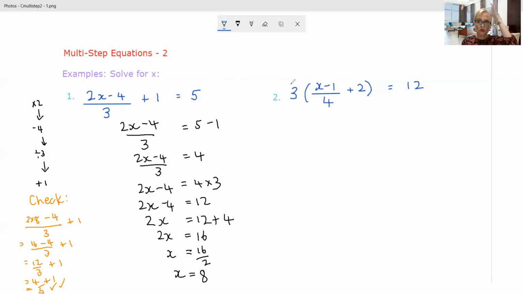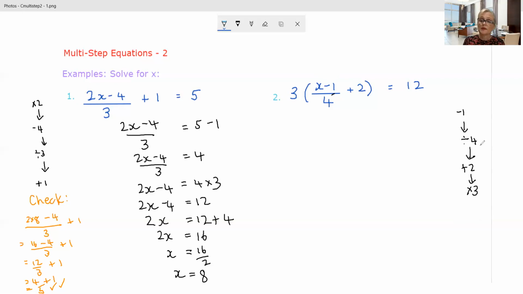Now, again, we can just do a few little notes down the side of the page so that we know what's happened to the x and in what order, so that we know to do the opposite thing in the opposite order to solve it. The first thing that's happened here is that 1 has been taken away. Then that's been divided by 4. Then 2 has been added, and then the whole thing has been multiplied by 3.